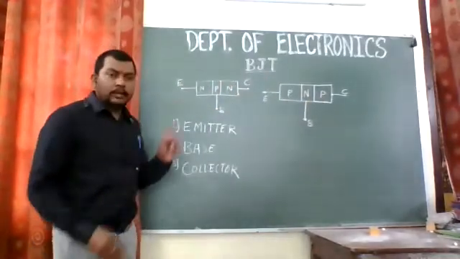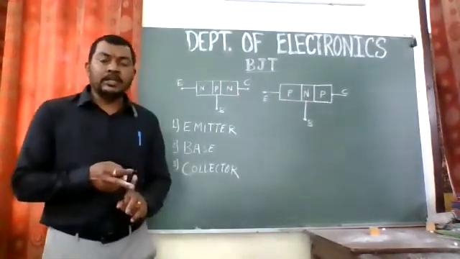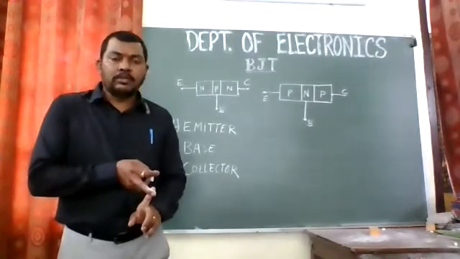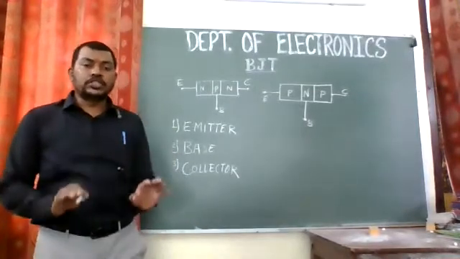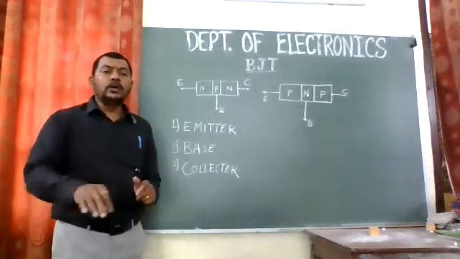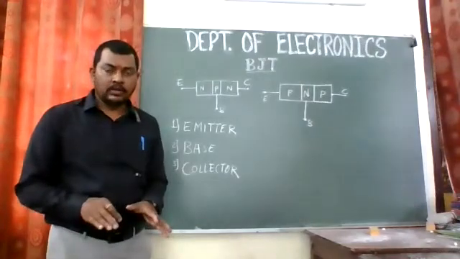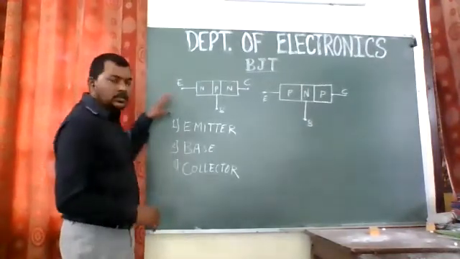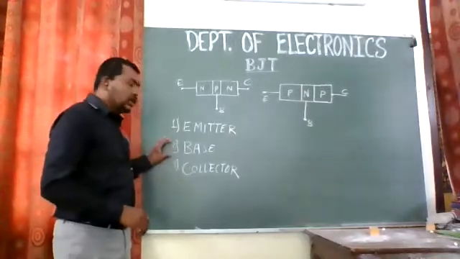So I'm telling you the general statement that the work of the emitter is to emit the charge carriers into the base. Okay, so this was all about the emitter. Second one is the base.